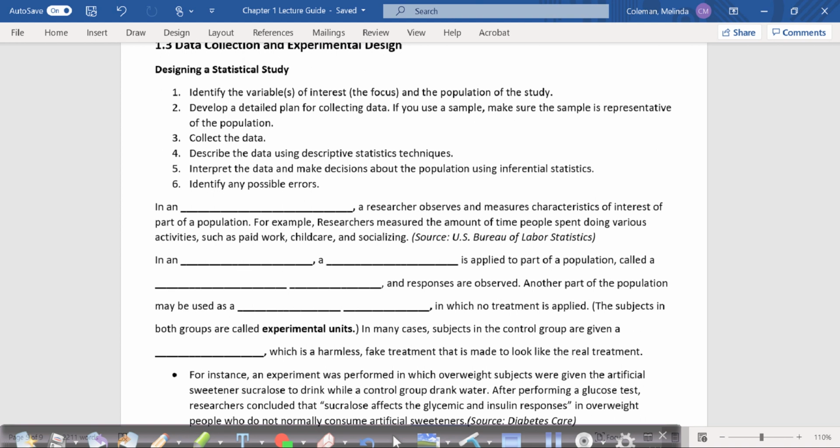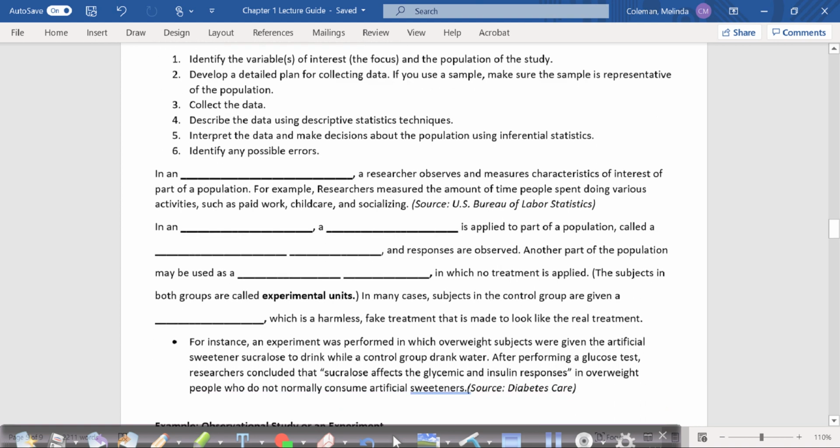Determine a detailed plan for collecting the data. How are we going to collect the data? We want to make sure that if we can't get the entire population, then is a sample necessary? And if so, how do I pick that sample? Then I'm going to collect the data. I'm going to describe it using descriptive techniques. I'll interpret it and make decisions using inferential statistics, and then identify any possible errors.